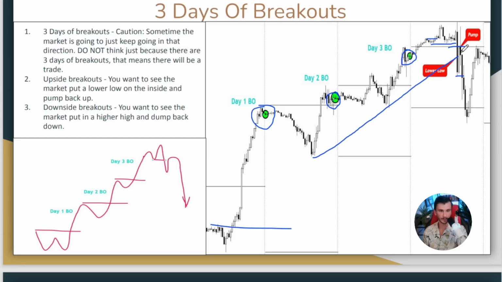Now, once I get this lower low, I wait for the pump up, and then I'm looking to get in on a lower time frame somewhere up here for the follow through, and it should explode down through this low and beyond if it is actually going to behave appropriately.